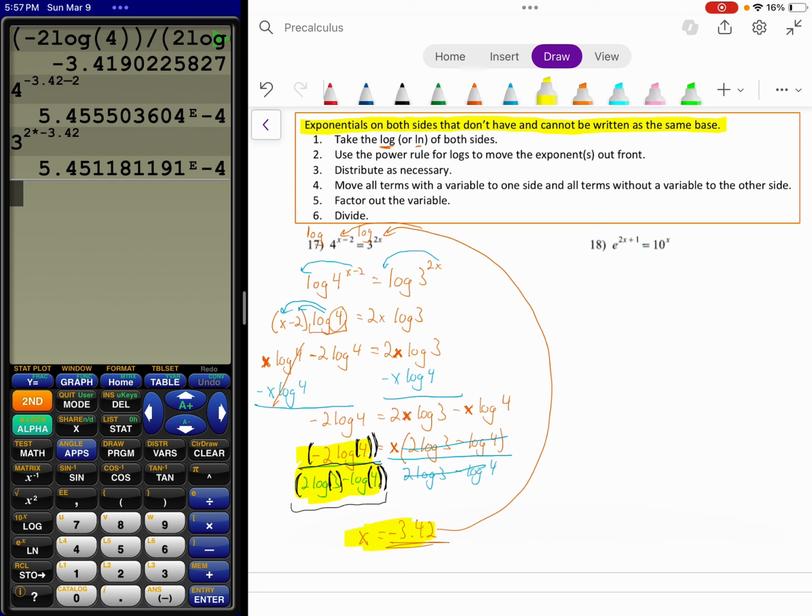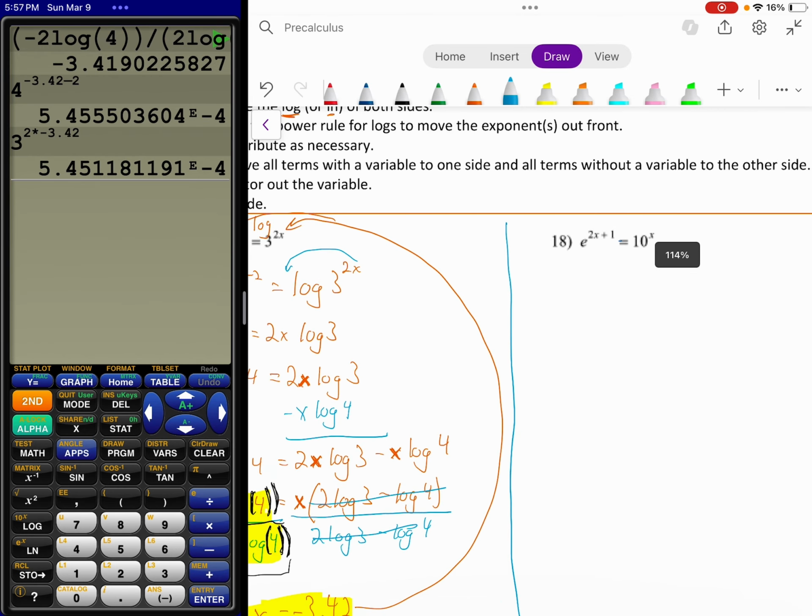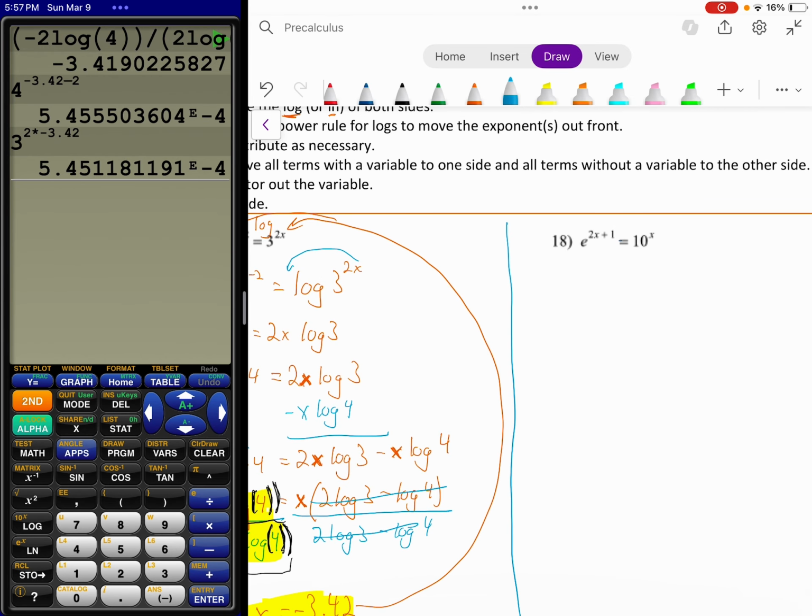And then finally number 18. And 18 is a little bit unique. We actually won't probably need to run through all these steps that are here because it has a base e and a base 10. Those are both in our calculator. So we can just take the log of both sides, the common log or the natural log. In this case, I'm going to do the natural log. So we'll take the natural log of both sides.